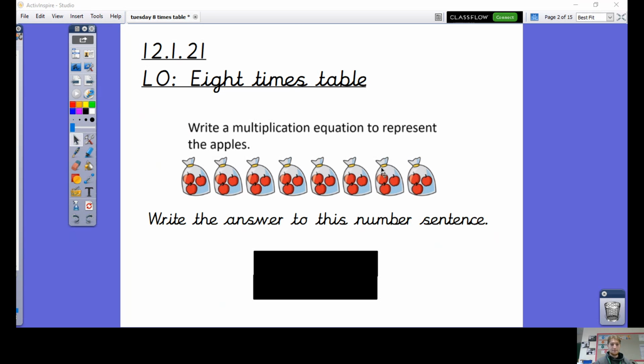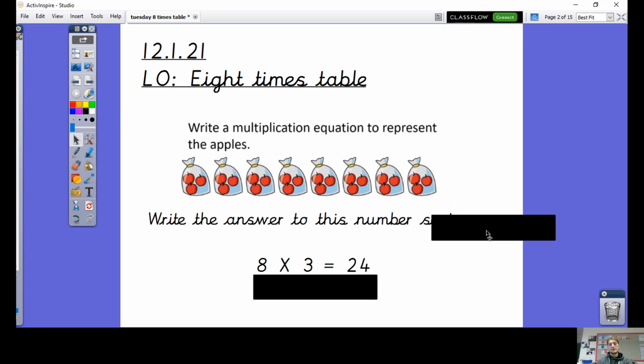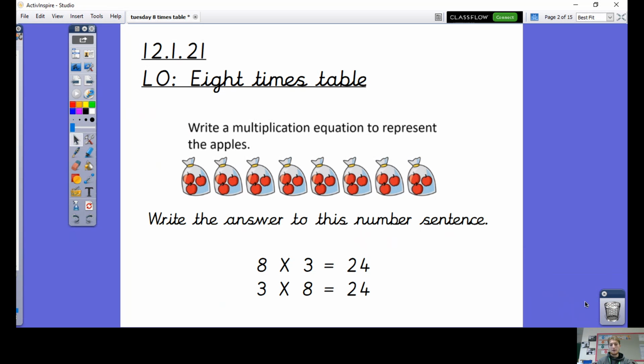Right, let's go through the answers quickly. So I can see here that we have 8 groups with 3 apples in each group, or 8 bags with 3 apples in each bag. And I would write the number sentence like this. 8 times 3 equals 24, because there are 8 groups of 3. You could have written it like this as well, because it gives us the same answer, but that's just 3 times 8. I find it much easier to remember that there are 8 groups of 3.